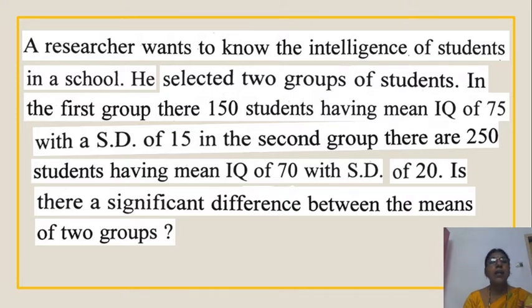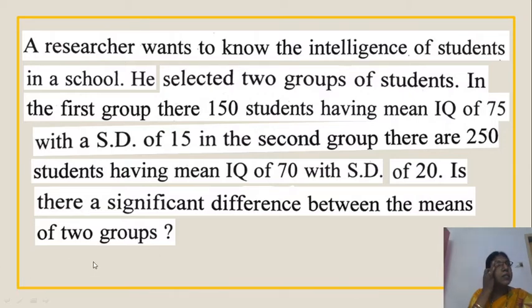Here we have been given two groups of students. The first one means the first sample. How many students are there? 150. N1 is 150. Mean IQ means x1 bar is 75, with SD, sigma 1, is 15. So this is about the first sample. The second sample means the second group. In the second group there are 250 students, so N2 is 250, with mean IQ x2 bar is 70, with SD sigma 2 is 20. Is there any significant difference between the means of the two groups?